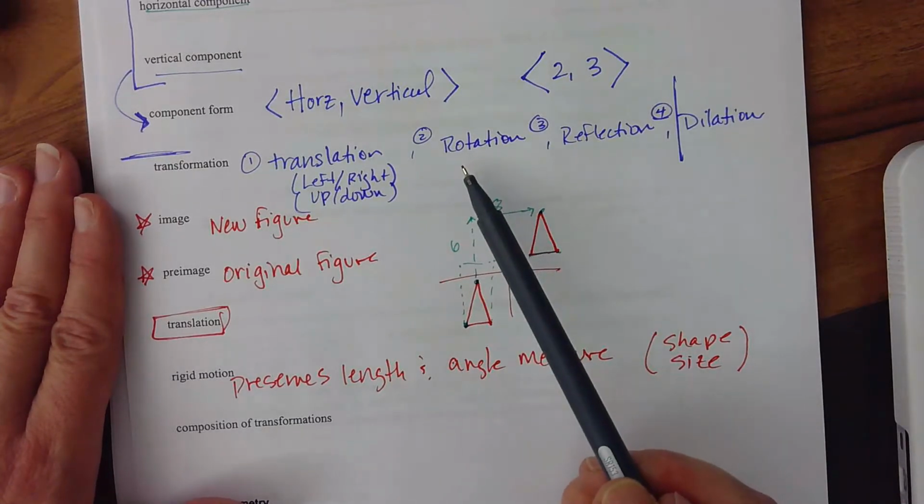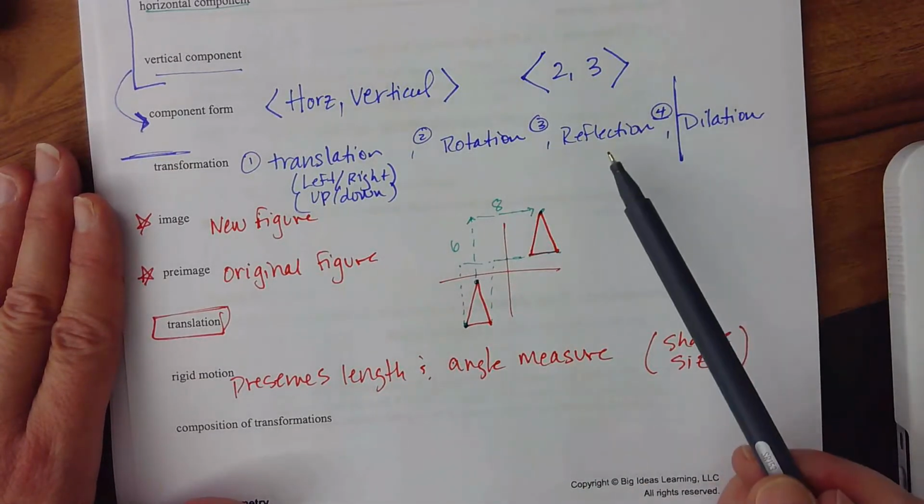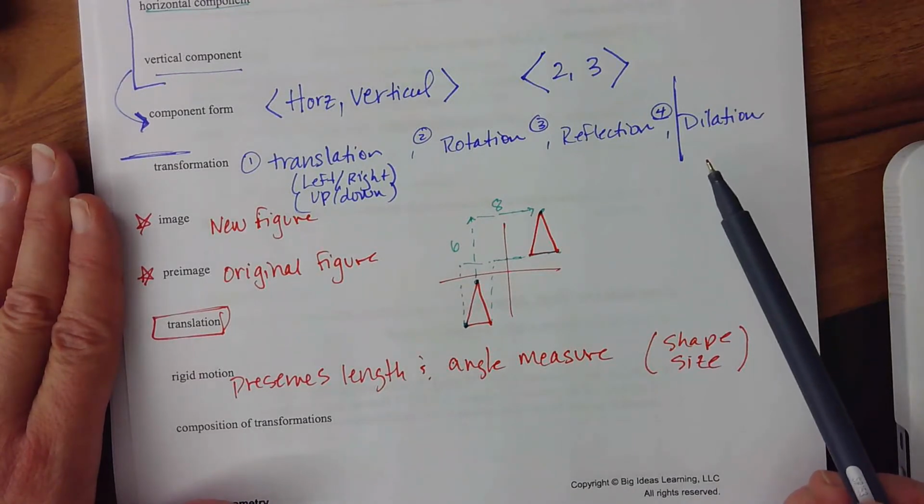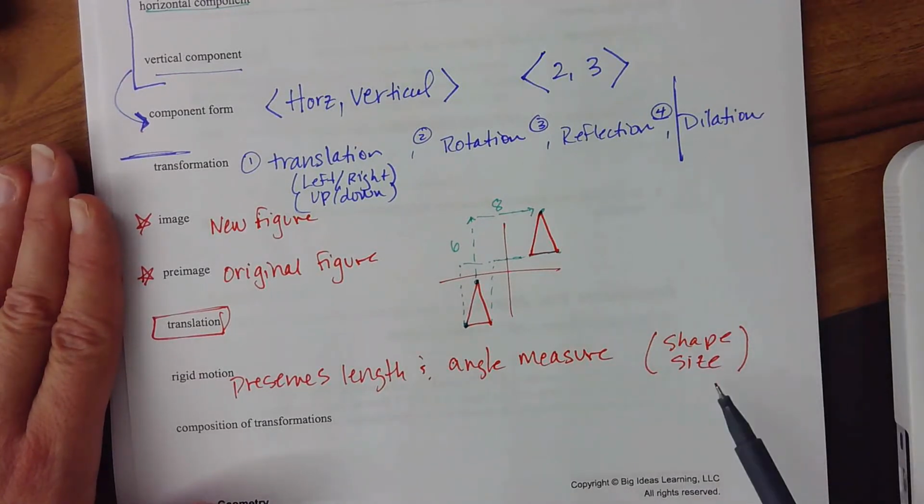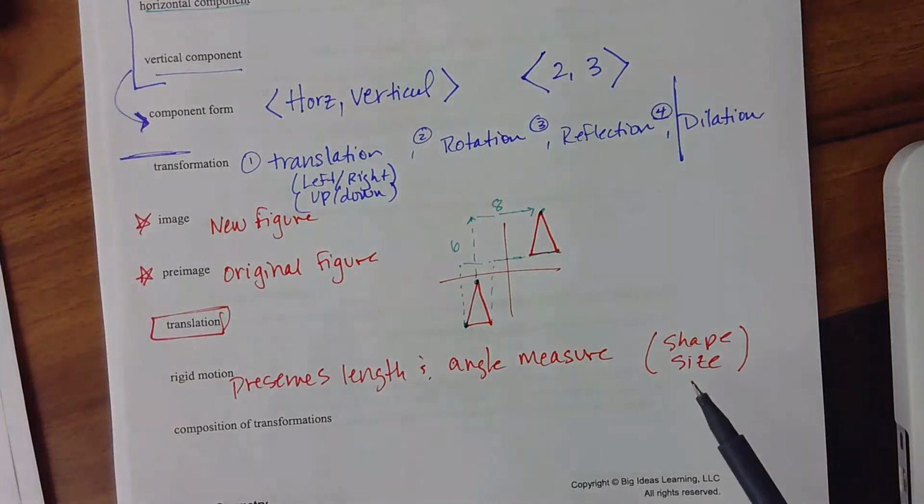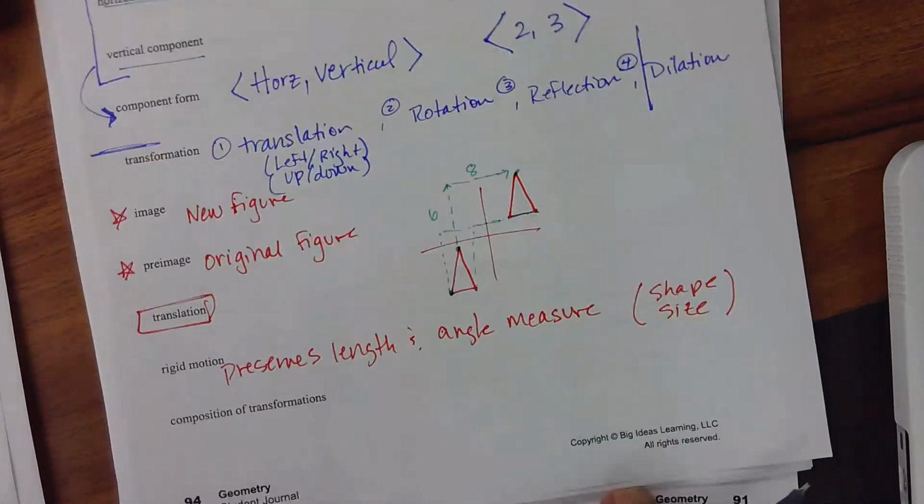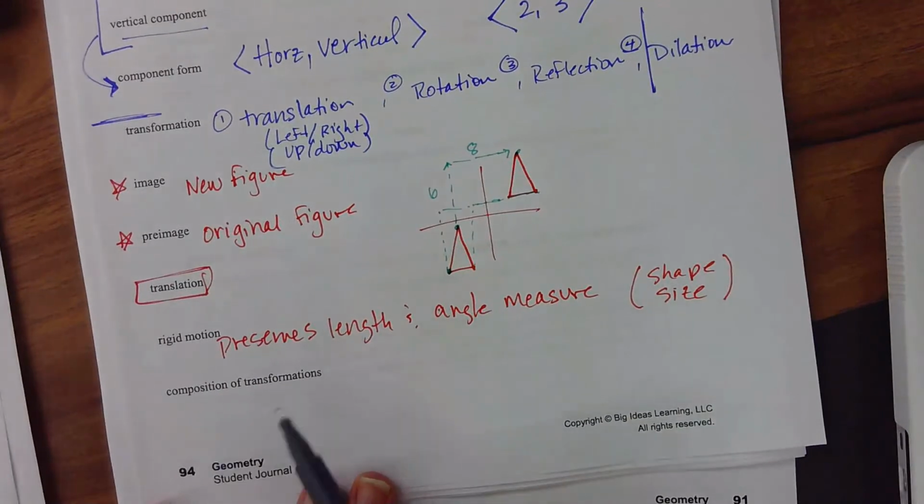A rotation would be a rigid motion. Same with a reflection. A dilation would not be a rigid motion because you're going to change the size. Remember how I talked about making it bigger or smaller. That's the only one of the transformations we're going to talk about in this unit that is not a rigid motion.